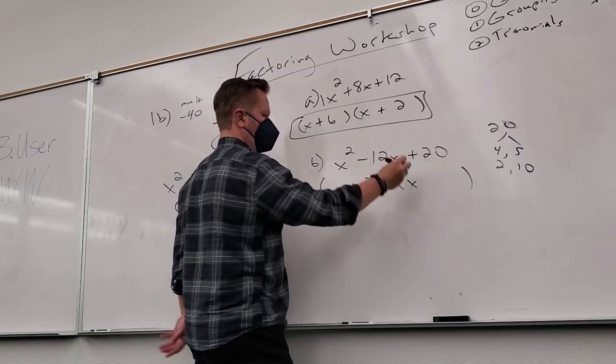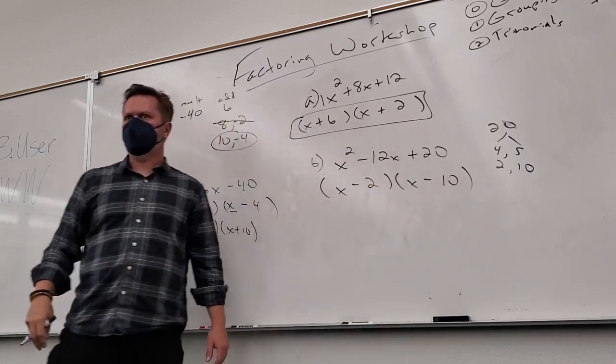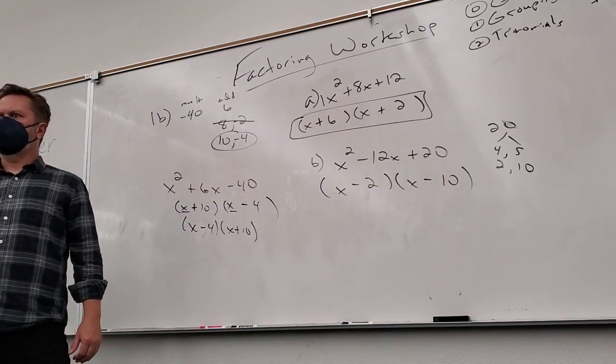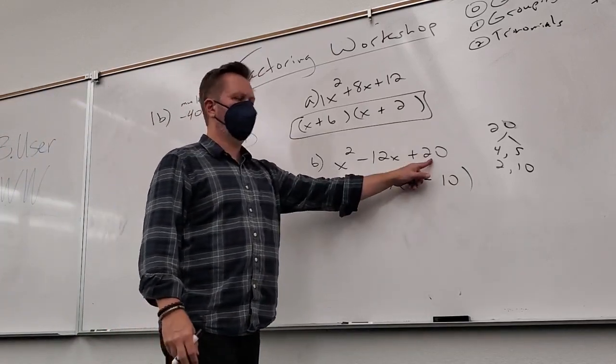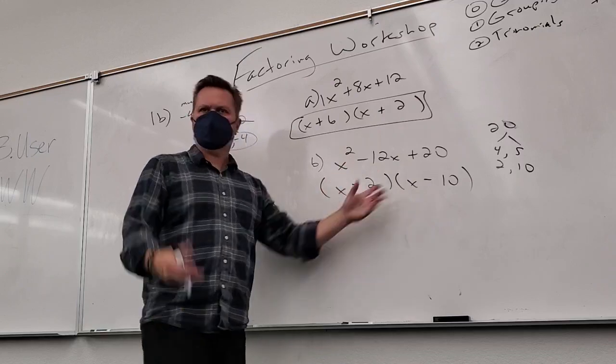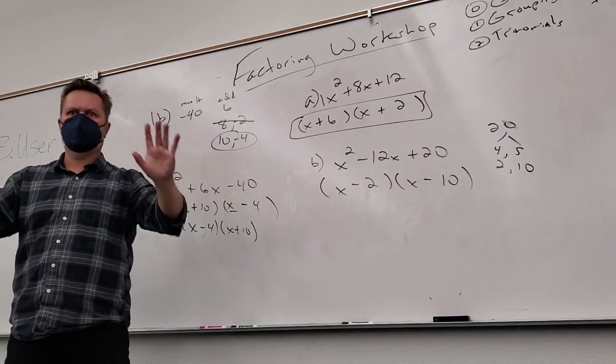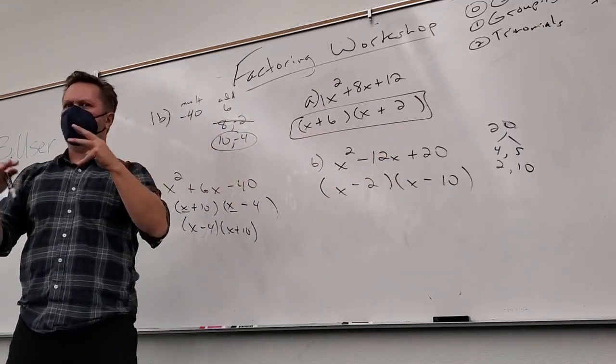Minus 2, sure, or minus 10. Either one first. And how do you check? Well, negative 2x minus 10x is negative 12x. Negative 2 times negative 10 is 20. And you know x times x is x squared. That's why we put those. So we already had that covered. There's just the numbers we had to figure out.